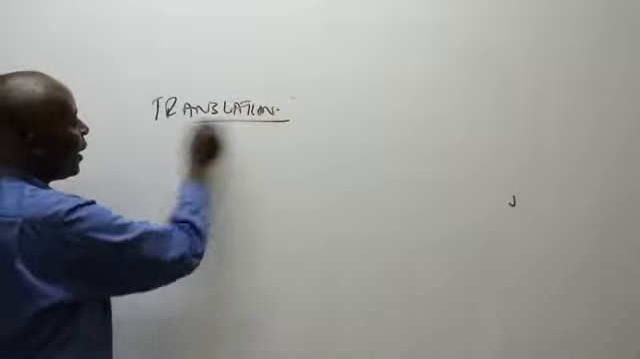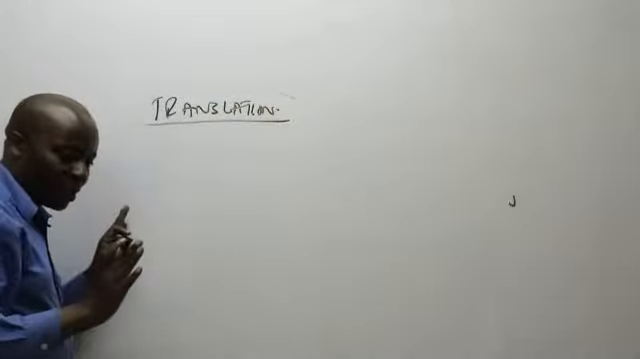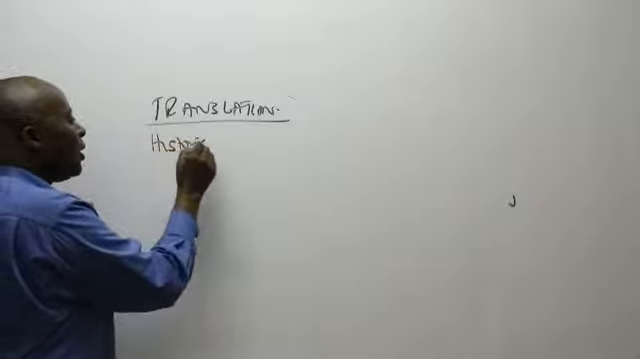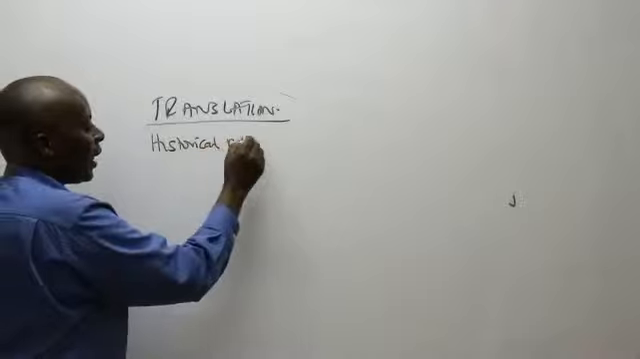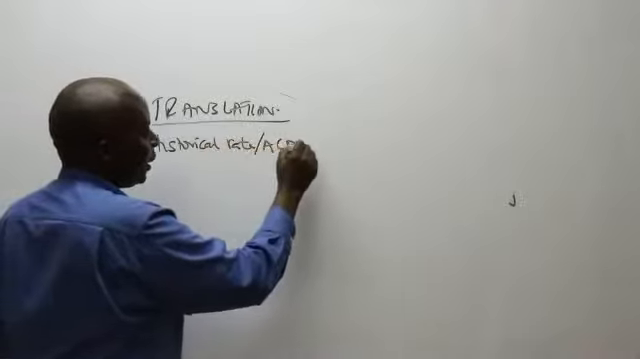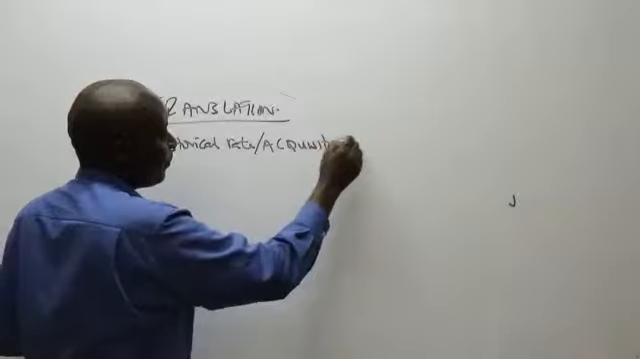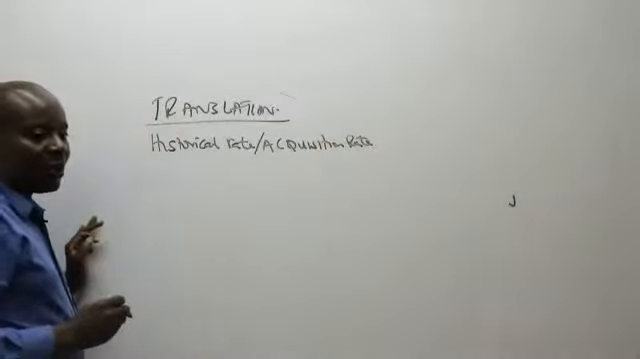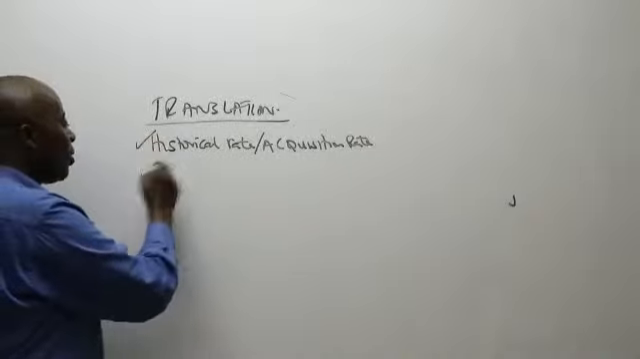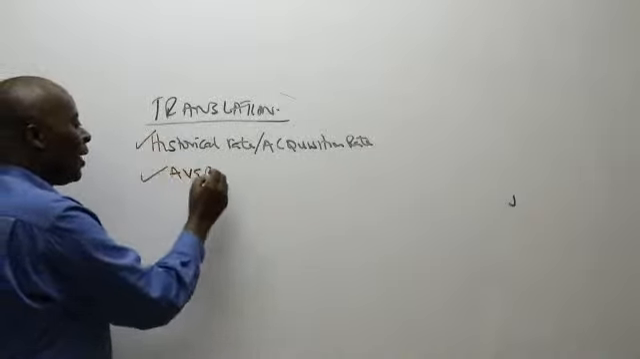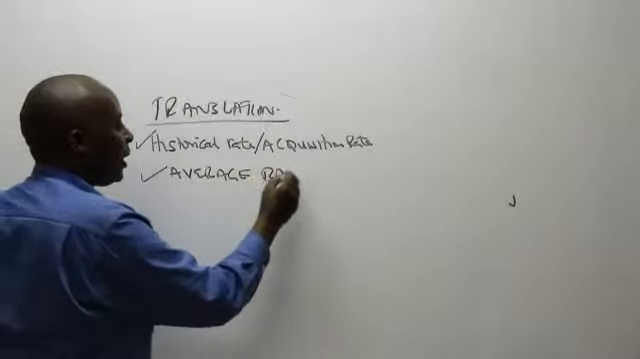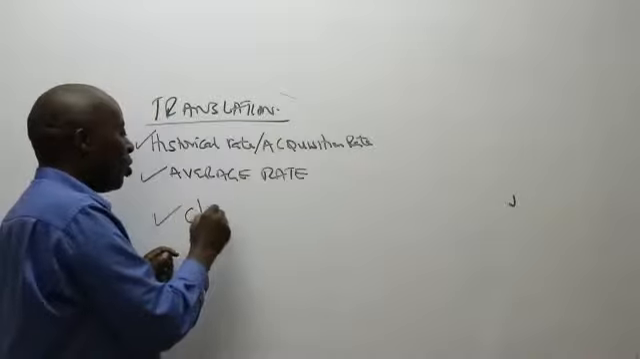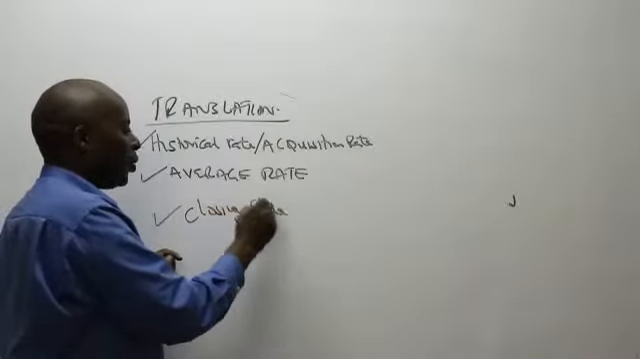you will be given three currencies. In most cases, you will be given what we call the historical rate. At times we get some books calling it the acquisition rate, exchange rate. All right. You'll be given the average rate. And then lastly, you'll be given the closing rate.